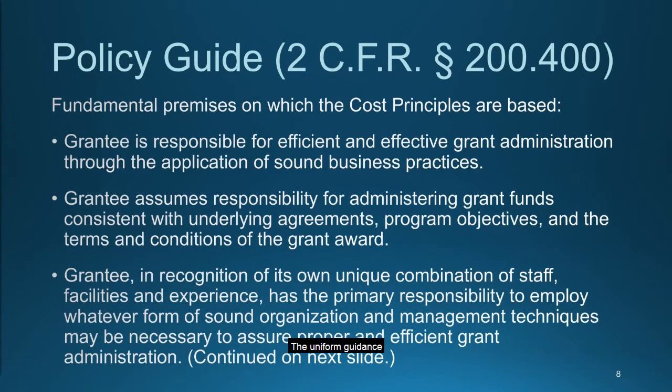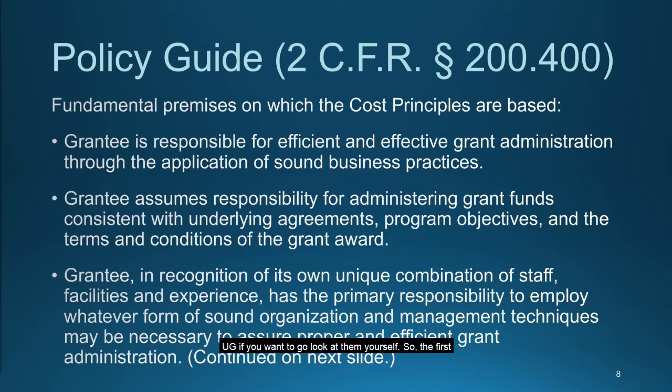The uniform guidance, as sort of an intro to its discussion on cost principles, has what it labels as a policy guide. It's section 2 CFR 200.400. And what this does is, as the slide says, it has the fundamental premises on which the cost principles are based. So what that means is these are things that you have to keep in the back of your mind when you're thinking about allowability and thinking about the cost principles as a whole. So I'm going to go over these just really briefly. I wanted to put them on here just in case you hadn't seen them before or you weren't aware of them. They're, of course, there in the UG if you want to go look at them yourself.